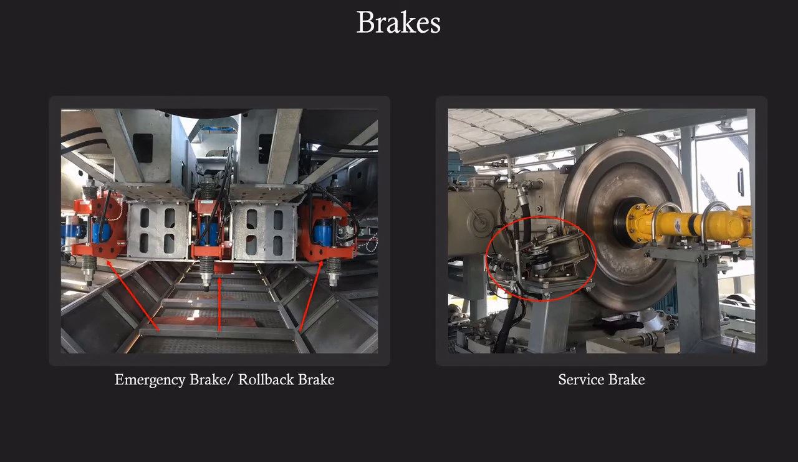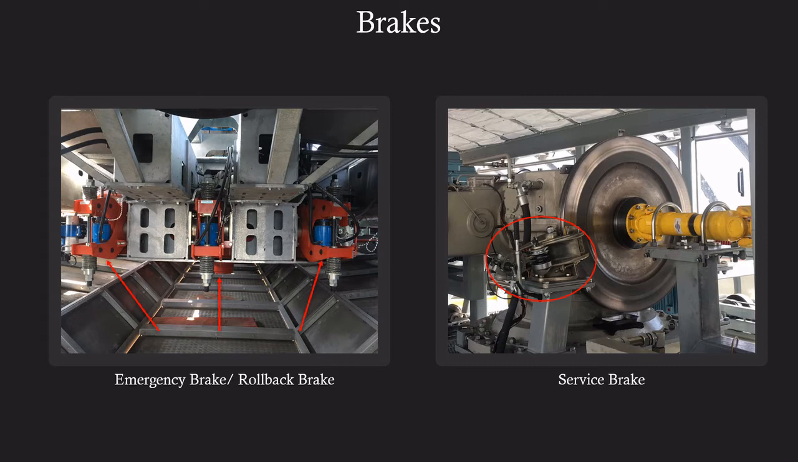There are typically 3 types of brakes on a ropeway: the service brake, the emergency brake, and the rollback brake. All brakes for a ropeway are a normally closed setup, meaning hydraulics are needed to pump up the brakes, separate the calipers, and allow the lift to spin. If there were any sort of hydraulic failure, the calipers would close and the lift would not be allowed to move.